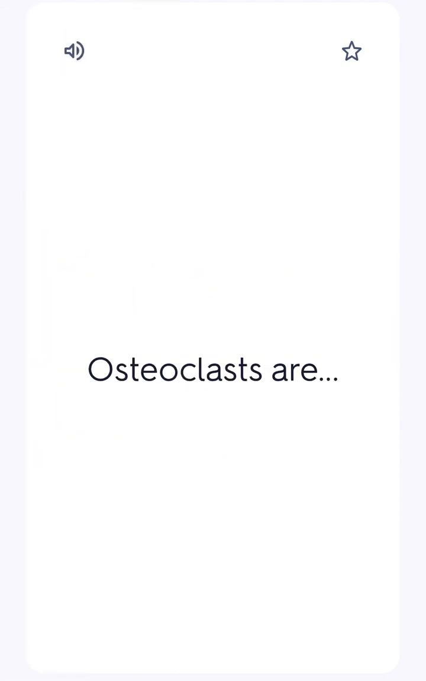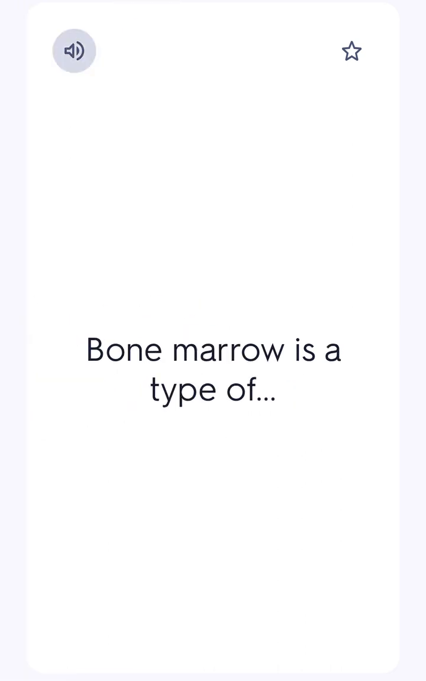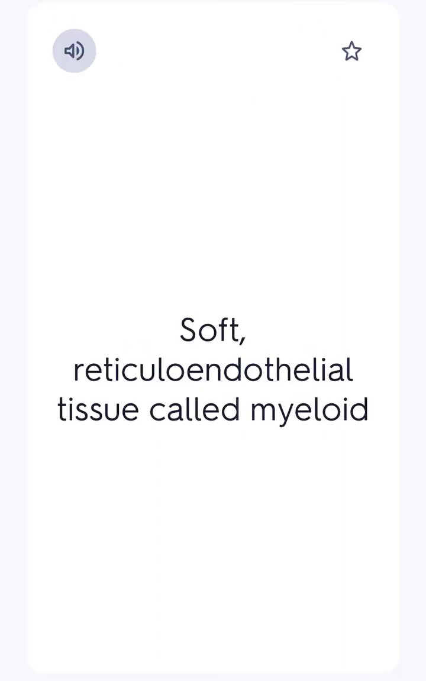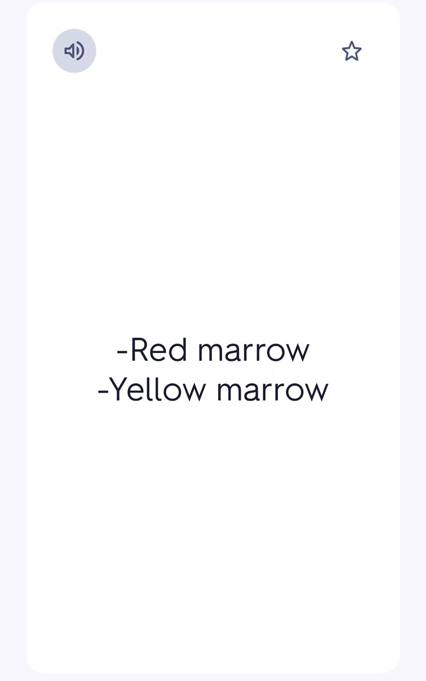Osteoclasts are responsible for the active erosion of bone minerals. Bone marrow is a type of soft, reticuloendothelial tissue called myeloid. Two types of marrow: red marrow and yellow marrow.